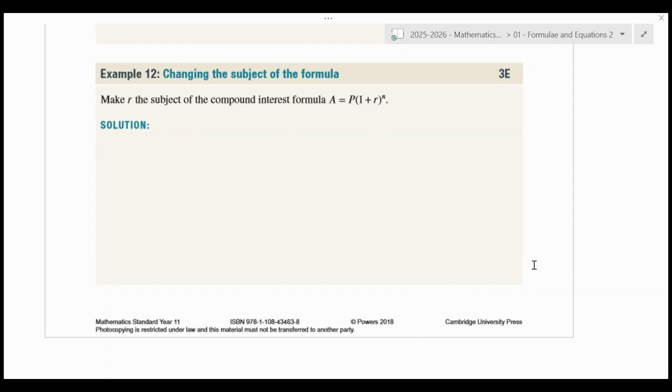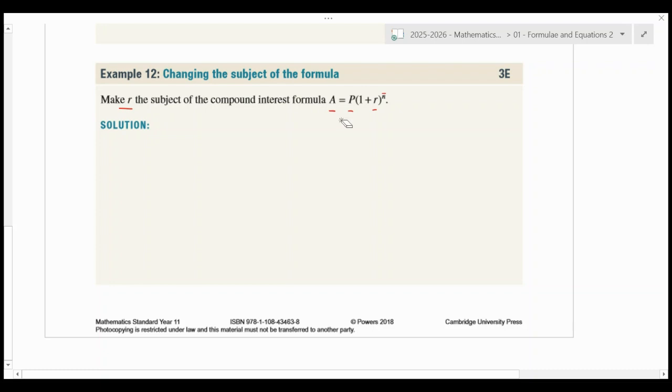Anyway, we're continuing to change the subject of the formula. Basically, all we're doing is trying to throw in as many things as possible so you get an idea of how you have to do this. Okay, so we are making R the subject of the compound interest formula. Now, this is the compound interest formula. It says amount equals principal times 1 plus the interest rate to the power of n.